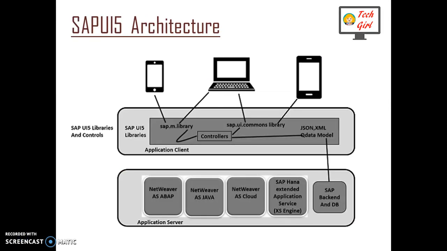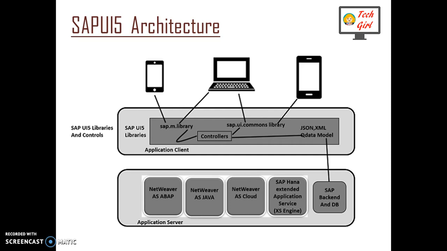Now we'll come to the SAPUI5 architecture. So here it is given in a very diagrammatical format, so you can understand it very easily. Here, first are the application servers down below: NetWeaver AS ABAP, NetWeaver AS Java, NetWeaver Cloud, SAP HANA Extended Application Services. These are the application servers which are used for SAPUI5. And the most important thing which we have to learn at this point of time is the other areas, which are SAP backend and database.